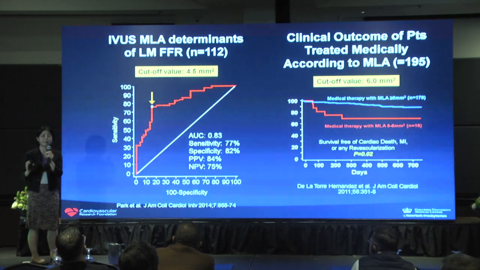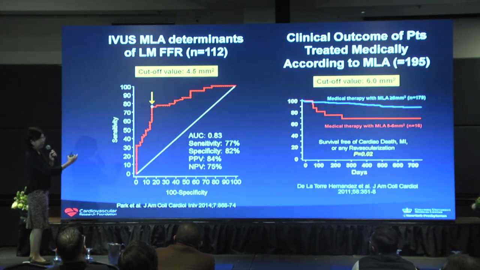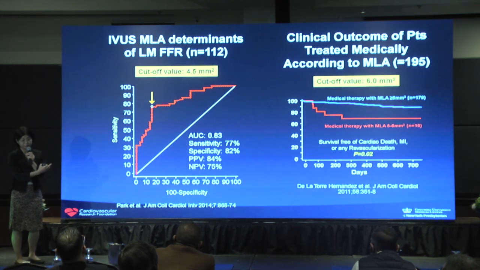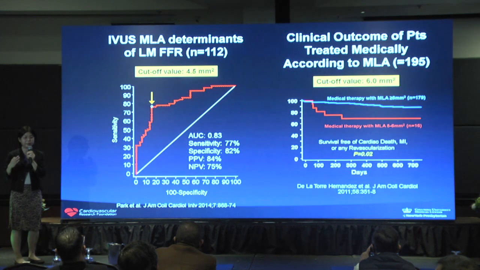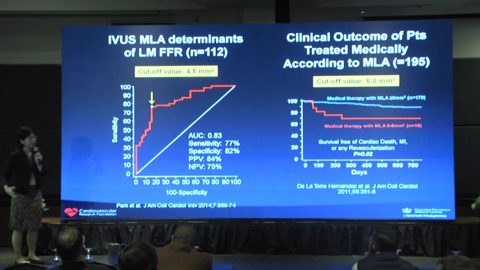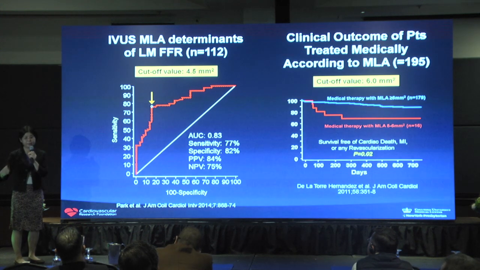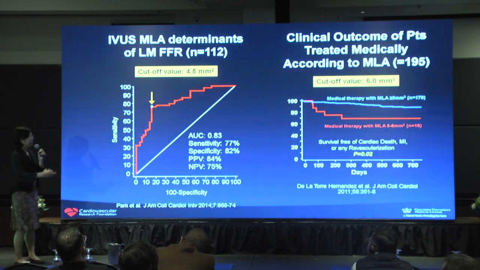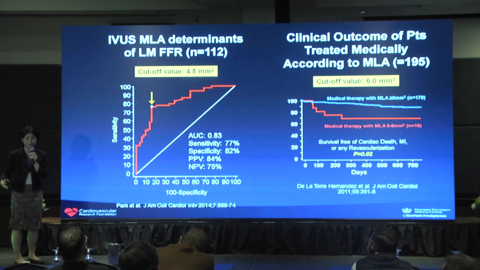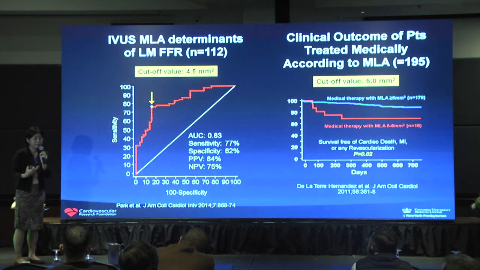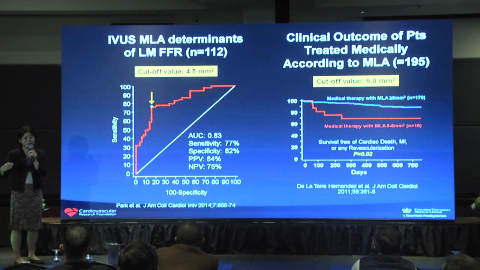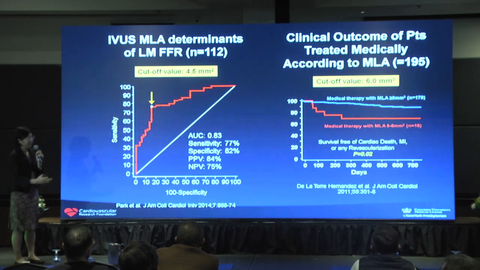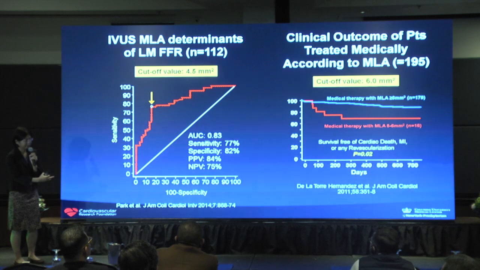Okay, so what is the number we should believe? The left-hand side is from South Korea by Dr. Park. He did 2 papers to compare the isolated left main lesion versus FFR. And then based on the FFR less than or equal to 0.8, what is the best cut value? They say 4.5. But remember, South Asians, including me, we are small compared to like the Caucasian. So I think 4.5 may not be accurate for the big people. But anyway, this is one important paper, number one.